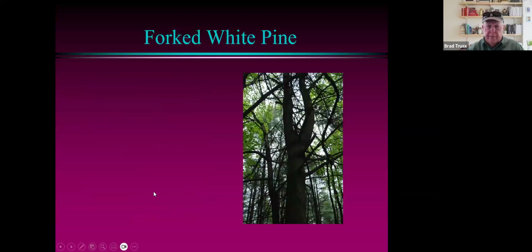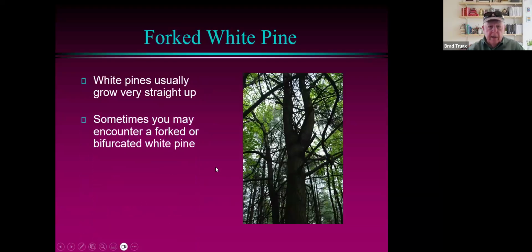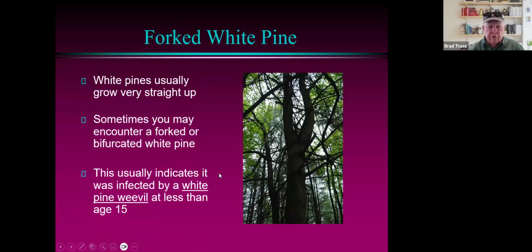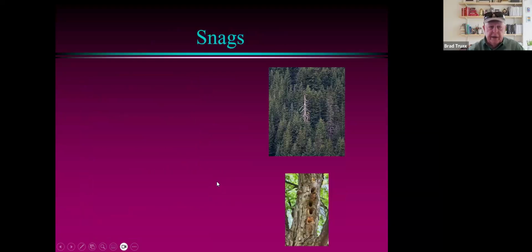Occasionally, you may see a pine that's forked. White pines usually grow very straight up, but in this case, you see a pine that now is bifurcated. When you see that, it usually indicates that this pine was infected by a pine weevil at less than age 15. Snags are important.